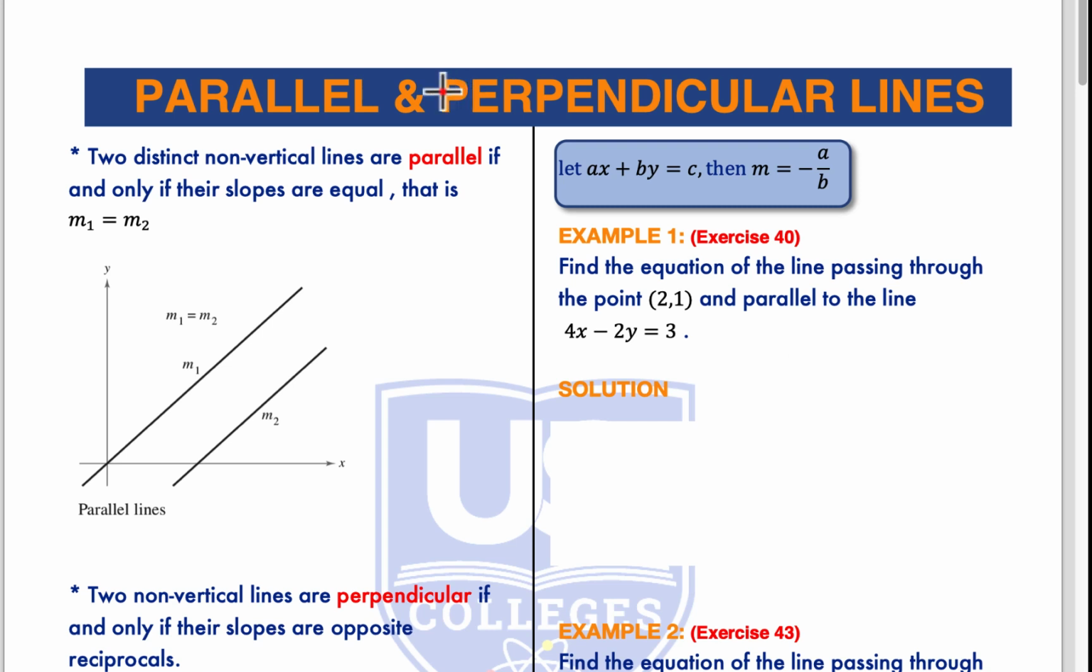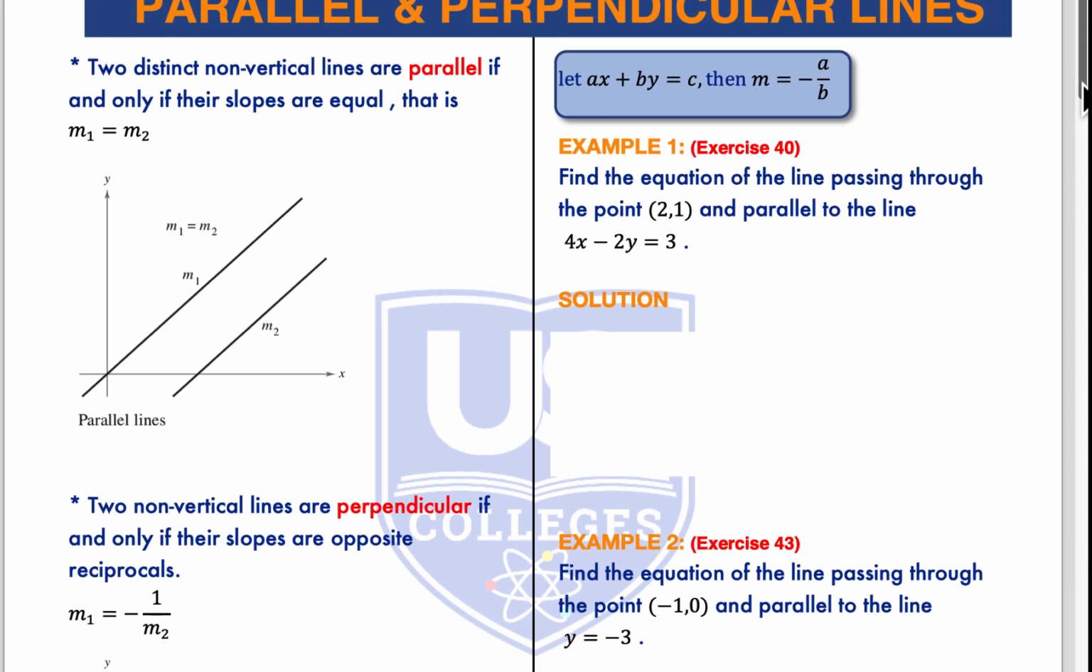Hello guys, in this video we will be learning about parallel and perpendicular lines, which you already studied in grade 10. We will just be doing the same kind of questions and the rules that you already studied. So let's start with the first rule. If two lines are parallel to each other, then their slopes are equal to each other. You have two parallel lines, then their slopes are same.